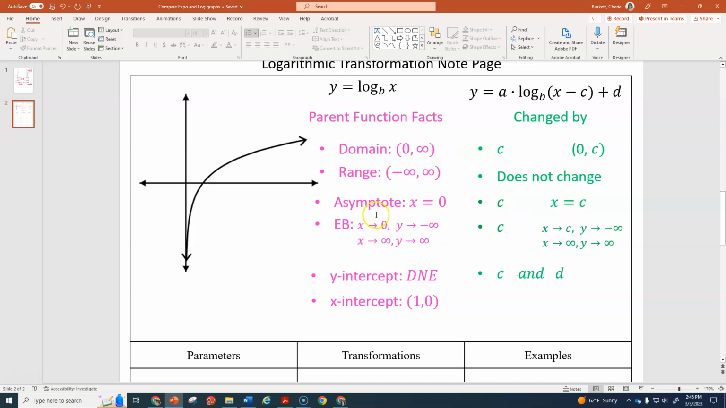Okay, so we're still going to look at changes in A and C and D, and they still do the same things: vertical shrink, shift left, shift right, shift up, shift down. But the only parameter that causes this information to change is that C value.